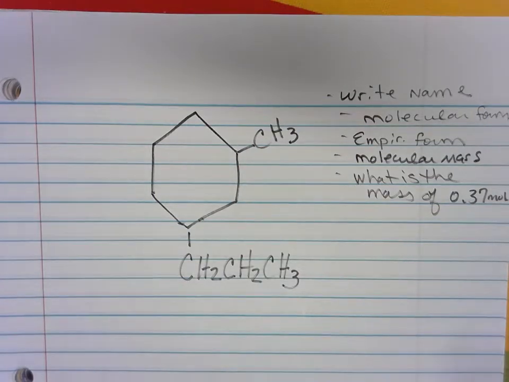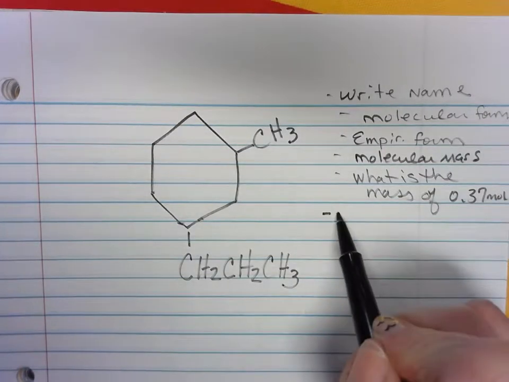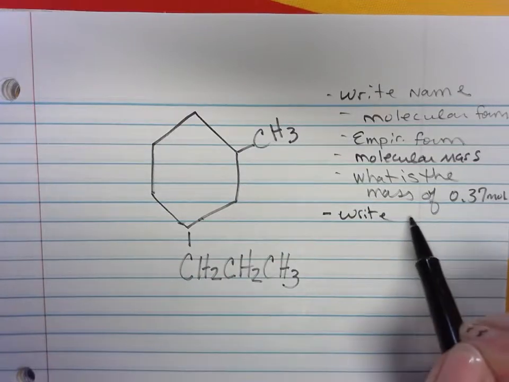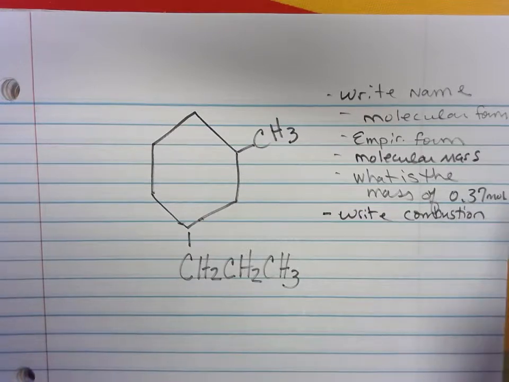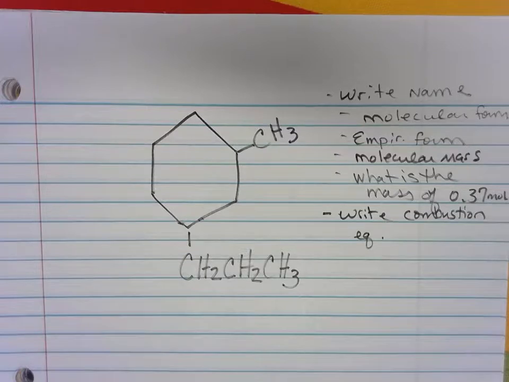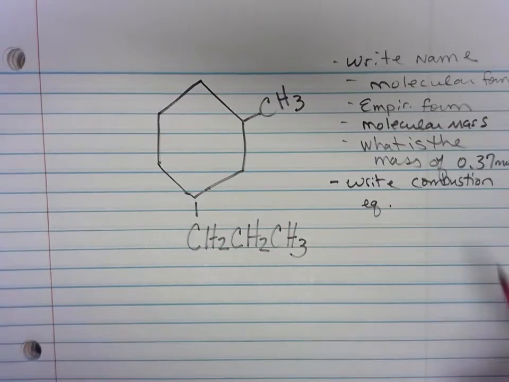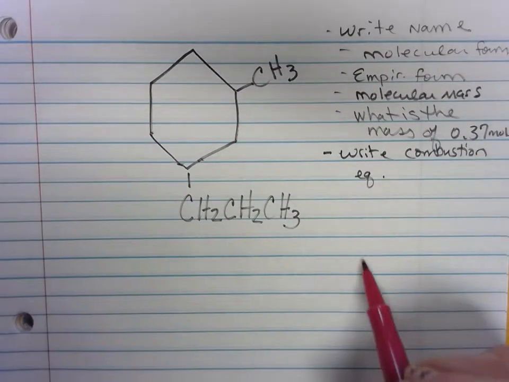And while we're at it, let's just write the complete combustion equation. So notice there are no double or single bonds here. That means that the name is going to end in ANE.